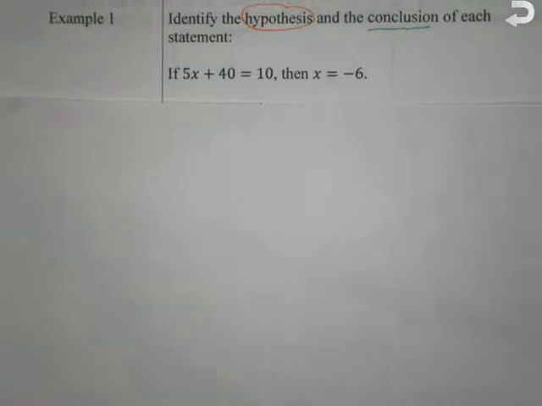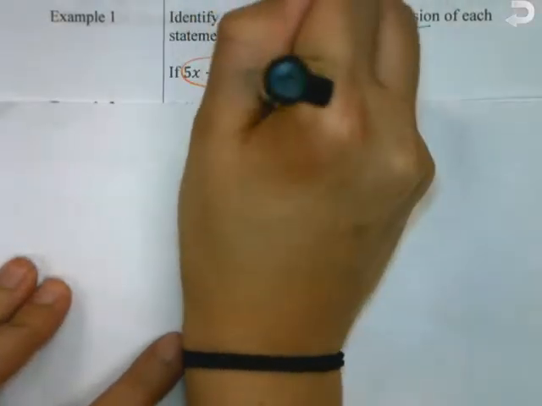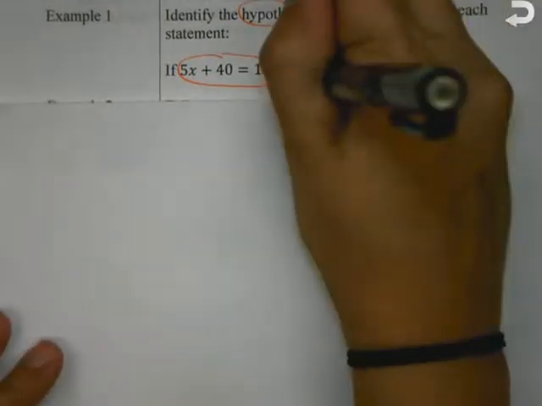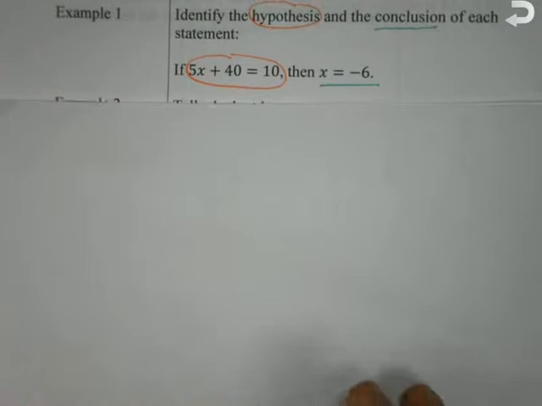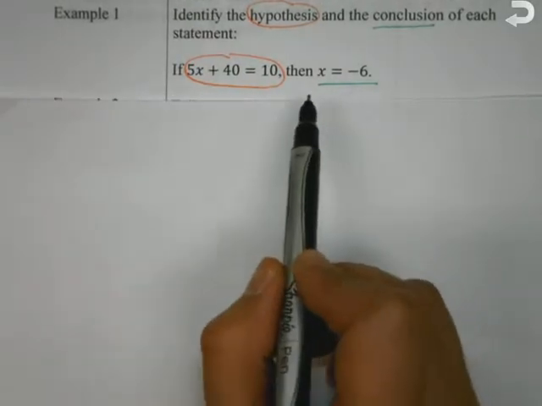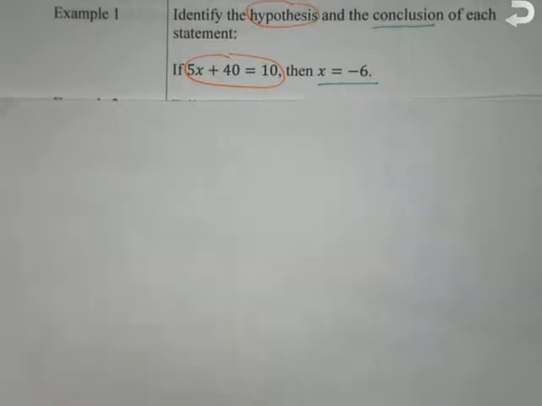Okay guys, so what does your definition say the hypothesis is? Is it the if or the then? The if. So what's the if part? The if part is 5x plus 40 equals 10. So the hypothesis is 5x plus 40 equals 10. So which one's the conclusion? X equals negative 6. So what is this telling us? It's saying if this statement is true, then we should get x equals negative 6. Okay, so that's your hypothesis. The underlined is your conclusion. And all we had to do is identify. So we're done with that one. That's all we had to do. We don't have to solve. We don't have to do anything else.